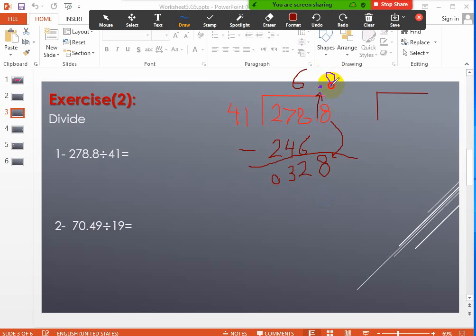So if you multiply 8 by 1, the answer will be 8. 8 multiply 1 equals 8. And 8 multiply 4, 32, right? So the same number. Now if we subtract, the remainder will be what? 8 minus 8 equals 0, 2 minus 2 equals 0, 3 minus 3 equals 0. So the quotient will be 6 point.